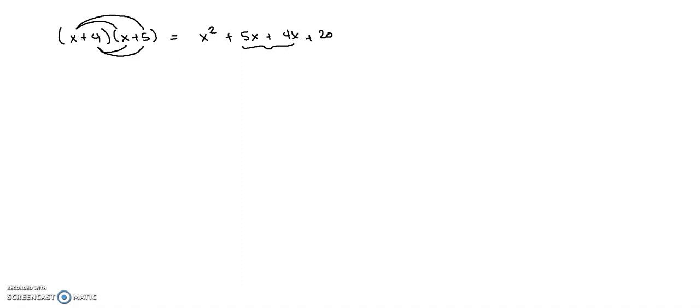Okay, and then usually when it's in this form, x plus or minus a number, we should be able to combine the middle two terms, which we can, and we get 9x plus 20.